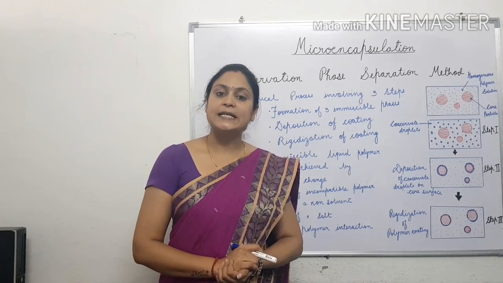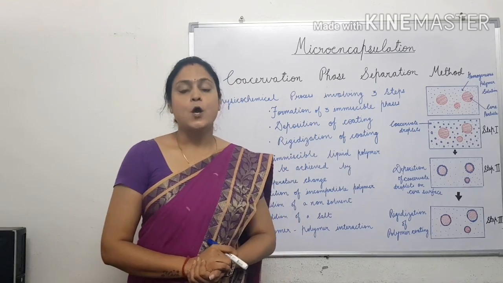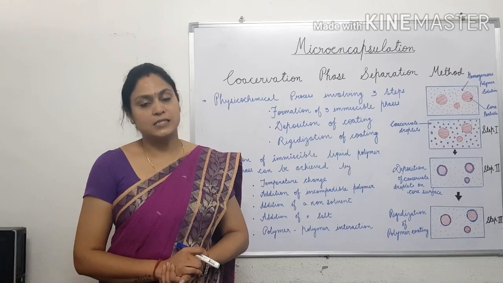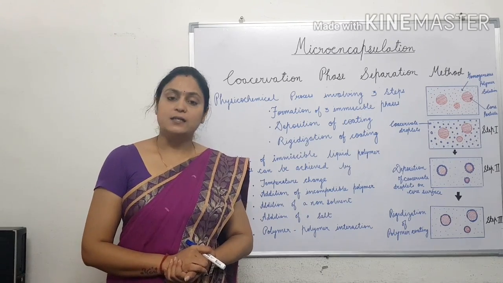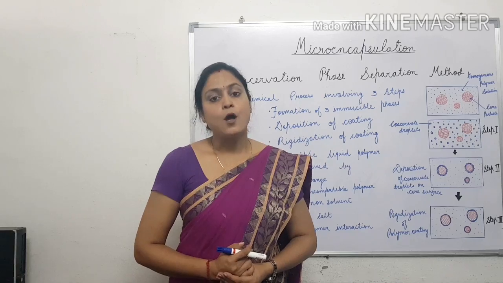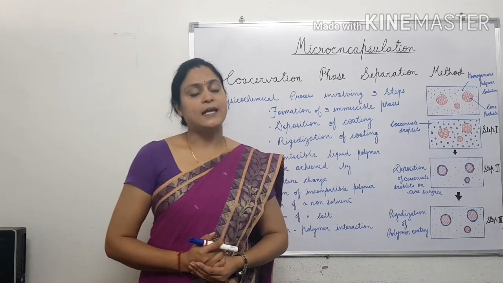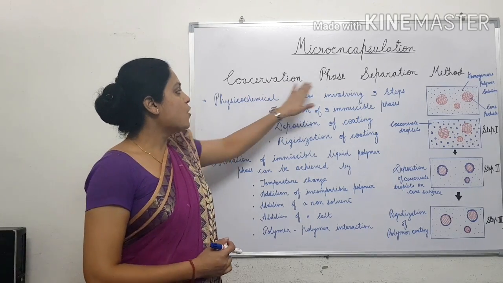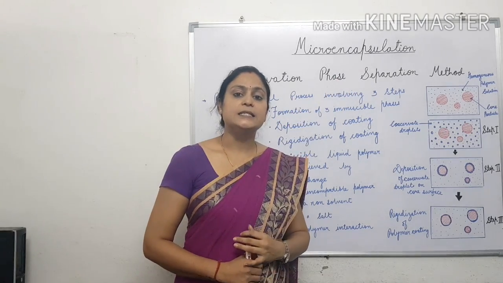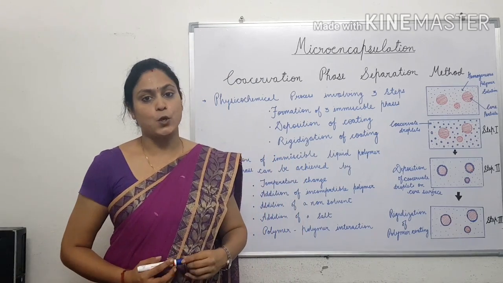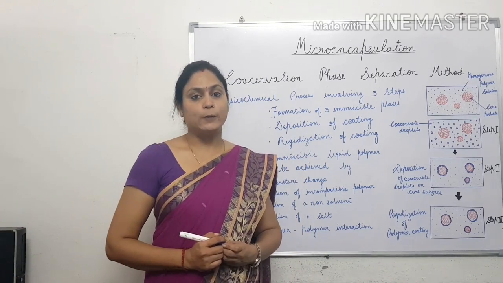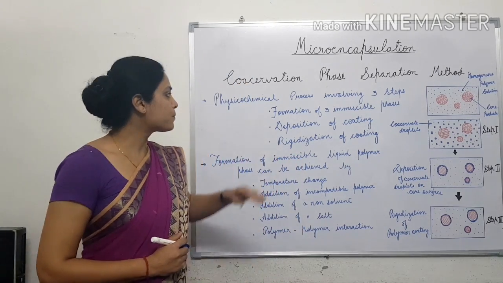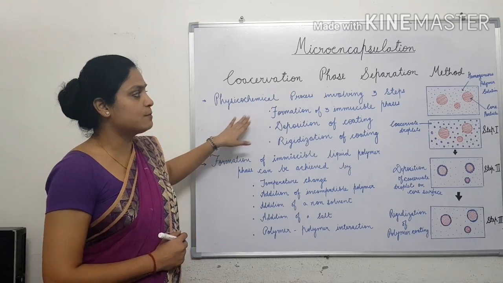We have already studied that microencapsulation methods are selected on the basis of the particle size of core materials and the physical state of the core material, that is whether they are solids or in liquid state. So, the coacervation phase separation method. This method is used for the microencapsulation of both liquid droplets and solid core material. Now, the coacervation phase separation method.